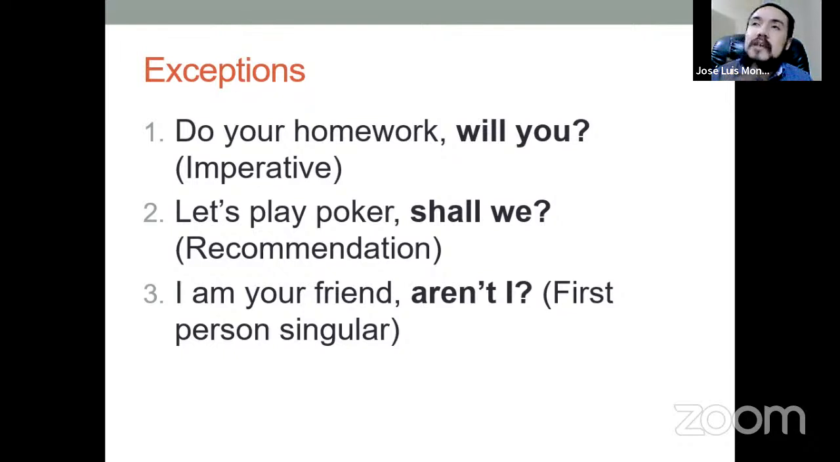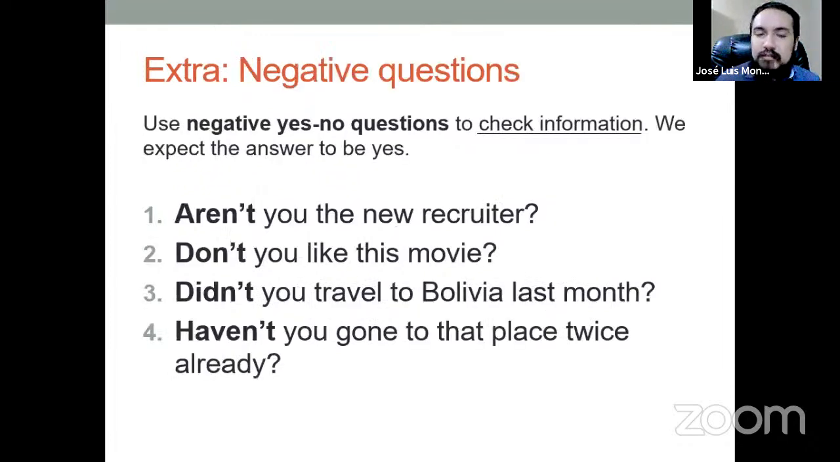So again, anytime you see am and you see I, you are going to work with this aren't, because there is no way to say am not I, and we don't contract am and I, right? It doesn't exist. So we have to borrow a conjugation of the verb. That is the second person or the plural, are, all right? And in that way, it works correctly.